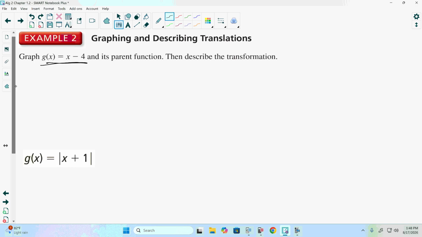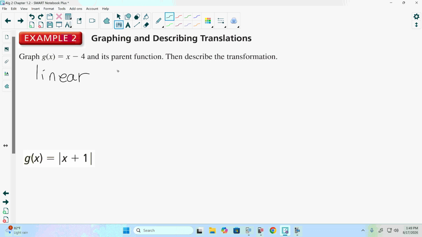So we're not so much worried about the graphing it. But the first main thing we want is determining what is its parent function. Which of the three, absolute value, quadratic, or linear, would x minus 4 be? Linear. Yeah. You're good. It happens every year. It gets hidden in there. I need to make it a little bit bigger. X minus 4 is a linear function.